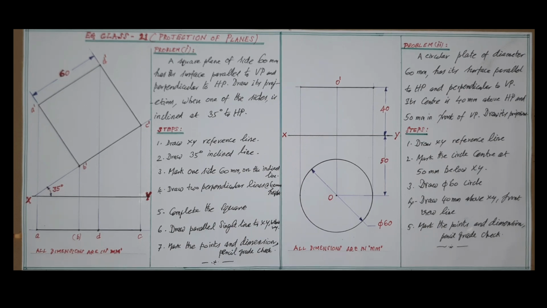First we see problem 1. A square plane of side 60 mm has its surface parallel to vertical plane and perpendicular to horizontal plane. Draw its projections when one of the sides is inclined at 35 degree to horizontal plane. We see this problem first, then we see the second problem. However, the completed drawing has been shown here just for reference. We will see step by step for clear understanding.